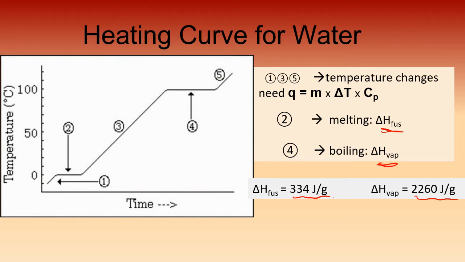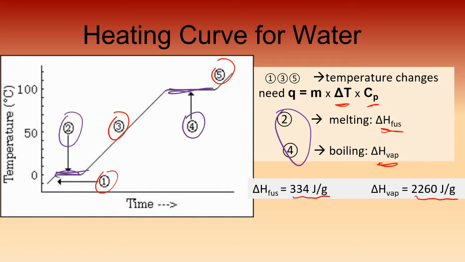So this is sort of like the specific heat, only when the temperature isn't changing, what you need to use from a reference table. So we're going to talk about that in the flat parts only. So when there's a change in temperature, 1, 3, and 5, you do not need delta H fusion or delta H vaporization. Specific heat is what you use for those parts. When things are changing states, so at level 2 and level 4, when states are changing, then you need either delta H fusion or delta H vap.